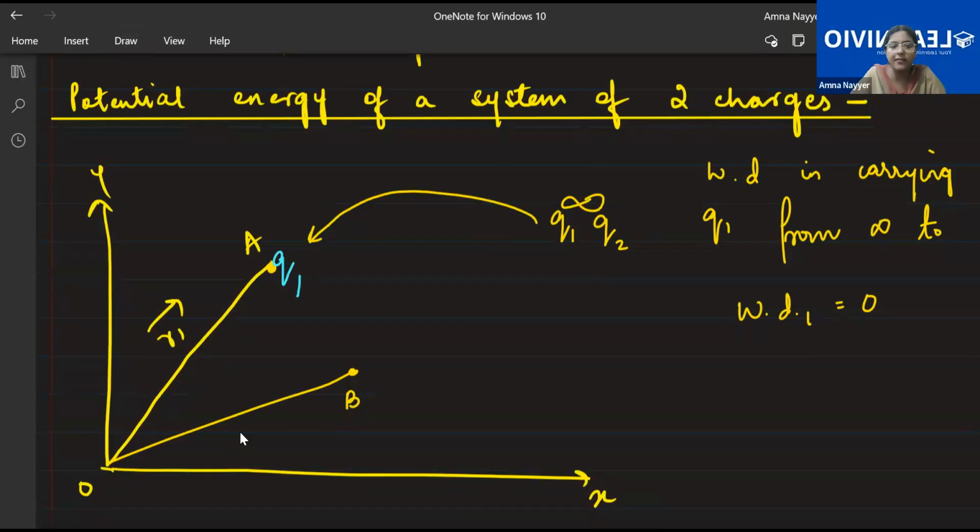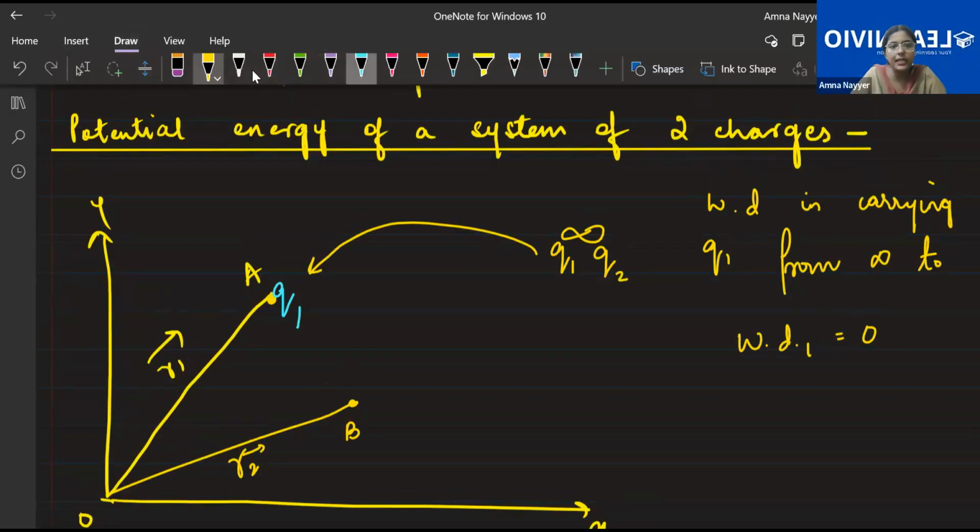Let's say a point B I have taken. So I am bringing this point B to here. Separation between 1 and 2 is R12. I'm saying R12 so that it comes to your mind that R12 means separation between 1 and 2. R45 means separation between the fourth charge and fifth charge, like this. That's why I've written R12.